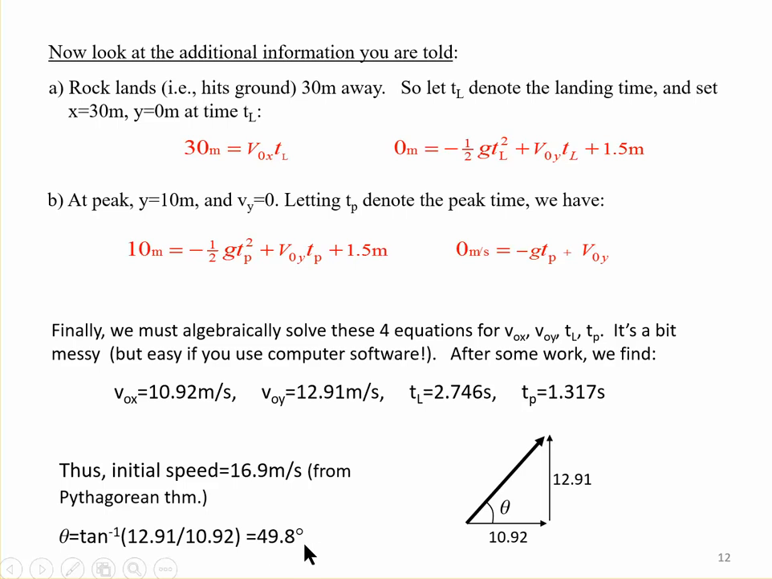We were also asked to find what the initial velocity was. How fast was this rock tossed at the beginning? Well, we have our triangle here. Here's the horizontal velocity at the beginning. Here's the vertical velocity at the beginning. So we want to know the length of this vector, so we use the Pythagorean theorem. This squared plus this squared, square root, tells us the length of the hypotenuse. If you do that, you'll get 16.9 meters per second. So what we've discovered is that the rock was initially tossed with a speed of 16.9 meters per second at an angle of 49.8 degrees.